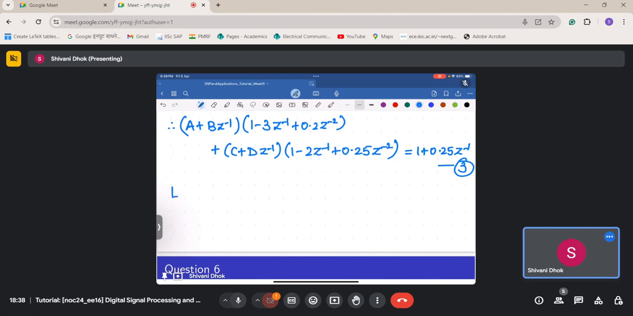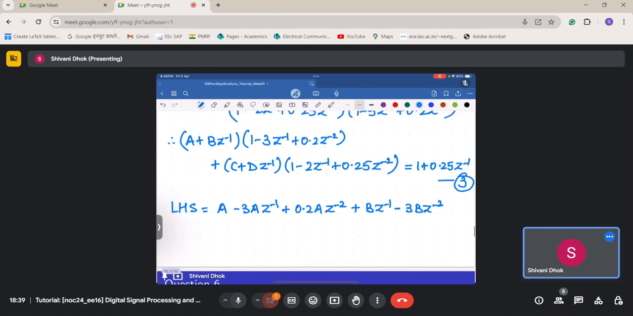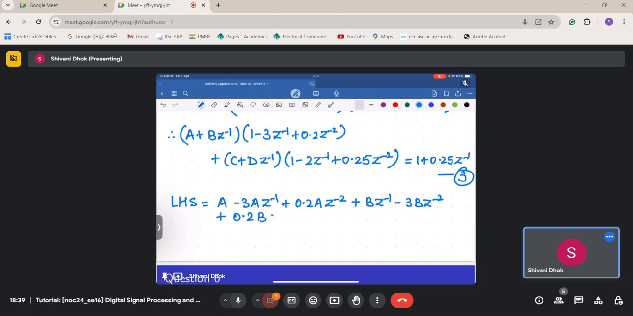So now let us focus on this LHS. I can simplify it as a minus 3a z inverse plus 0.2a z to the power minus 2, plus bz inverse minus 3b z to the power minus 2 plus 0.2b z to the power minus 3, plus c minus 2c z inverse plus 0.25c z to the power minus 2, plus dz inverse minus 2d z to the power minus 2 plus 0.25d z to the power minus 3.